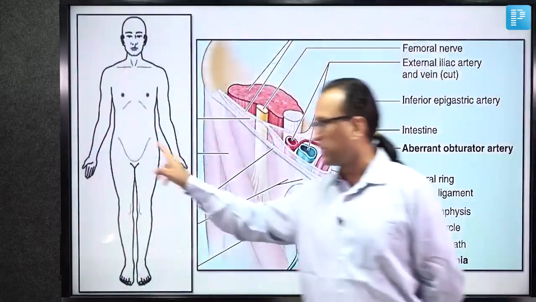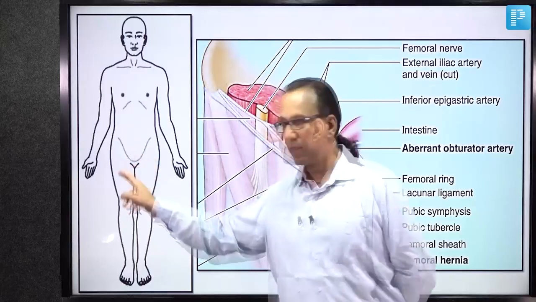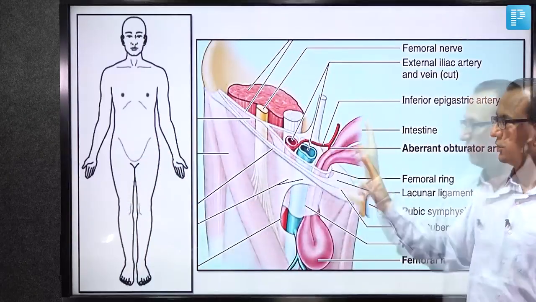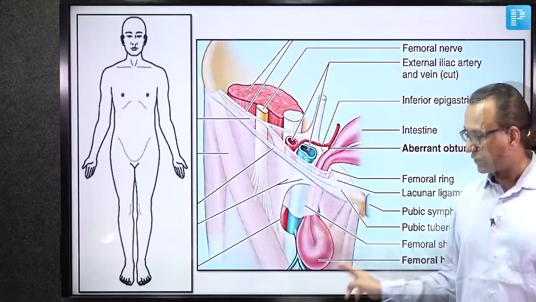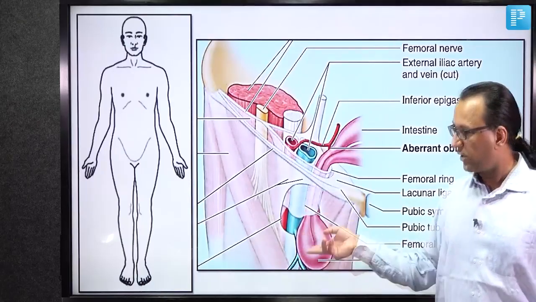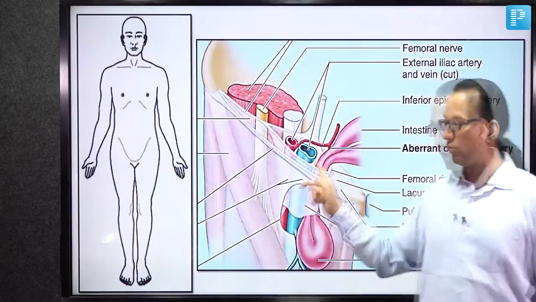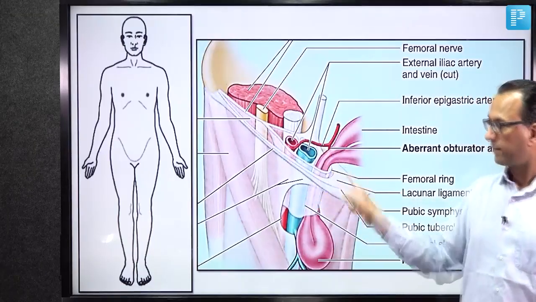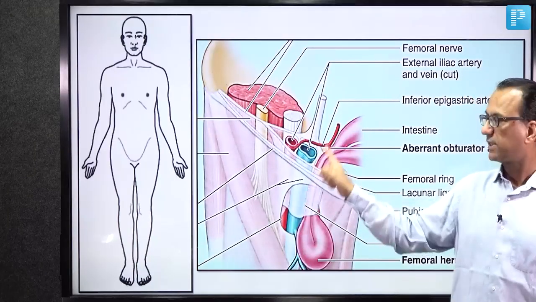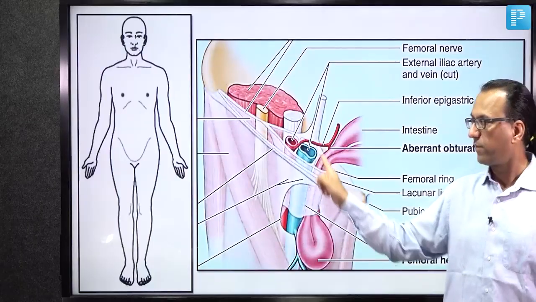Here we find it is a right-sided femoral hernia, and the intestine has come from the pelvis, passing through the femoral ring, and is present in the thigh region. Now, it is difficult to reduce this femoral hernia because the femoral ring is narrow, bounded by the anterior inguinal ligament, medial lacunar ligament, and posterior Cooper ligament. Laterally is a septum which separates the femoral ring from the femoral vein.